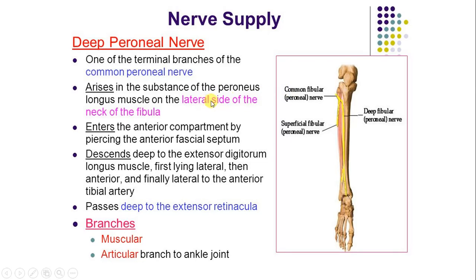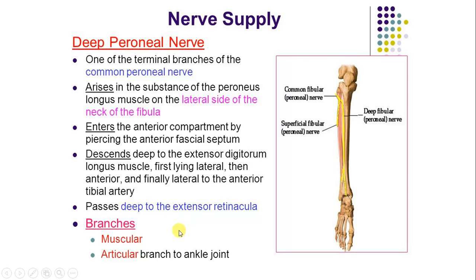It arises under the peroneus longus, which is a muscle of the lateral compartment of the leg, on the lateral side of the neck of the fibula. It enters the anterior compartment by piercing the anterior fascial septum, descends deep to the extensor digitorum longus, first lying lateral, then anterior, and finally lateral to the anterior tibial artery. So the same I have shown you in the previous diagram, relations of the deep peroneal nerve, especially with the anterior tibial artery, and it passes deep to the extensor retinaculum.